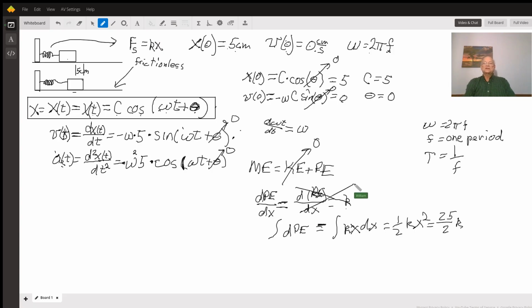So here I just split this from here down to here and put the dx over here and the dp here, and that integrates this into what we know as the potential energy.